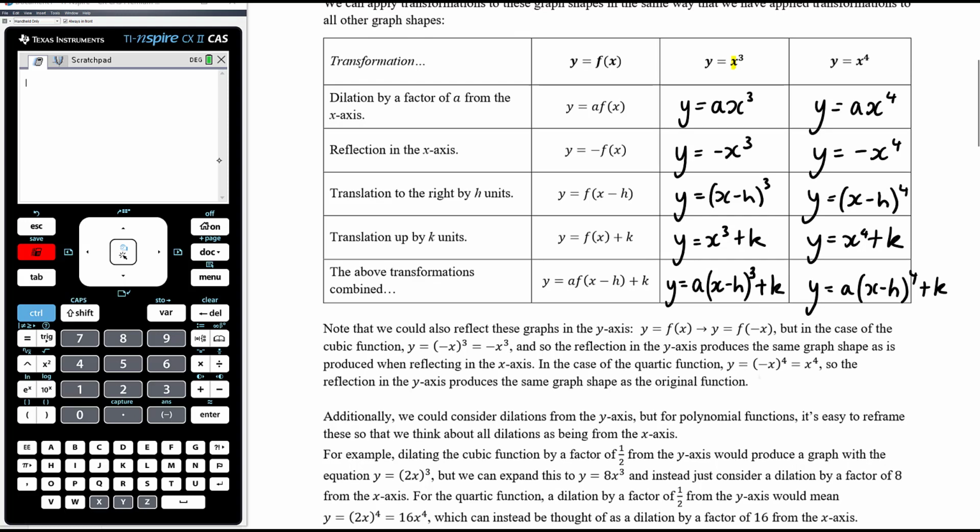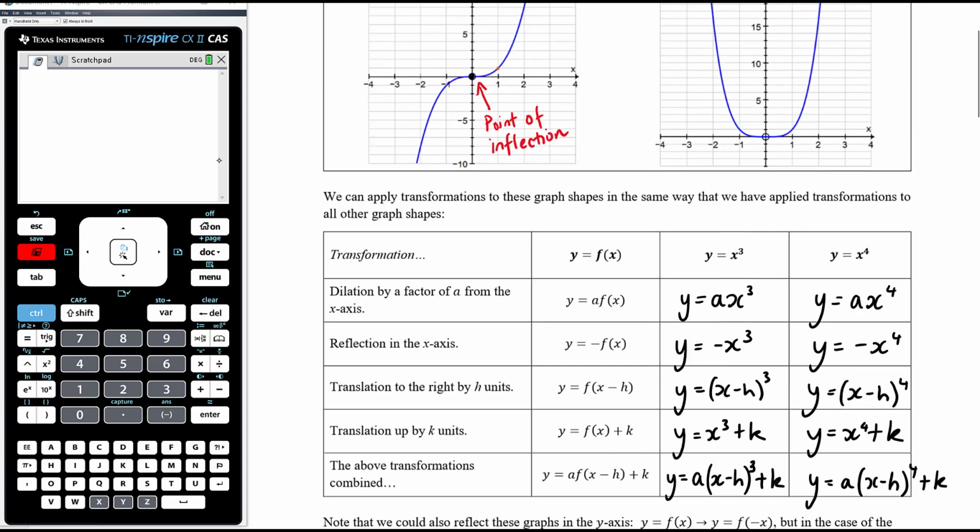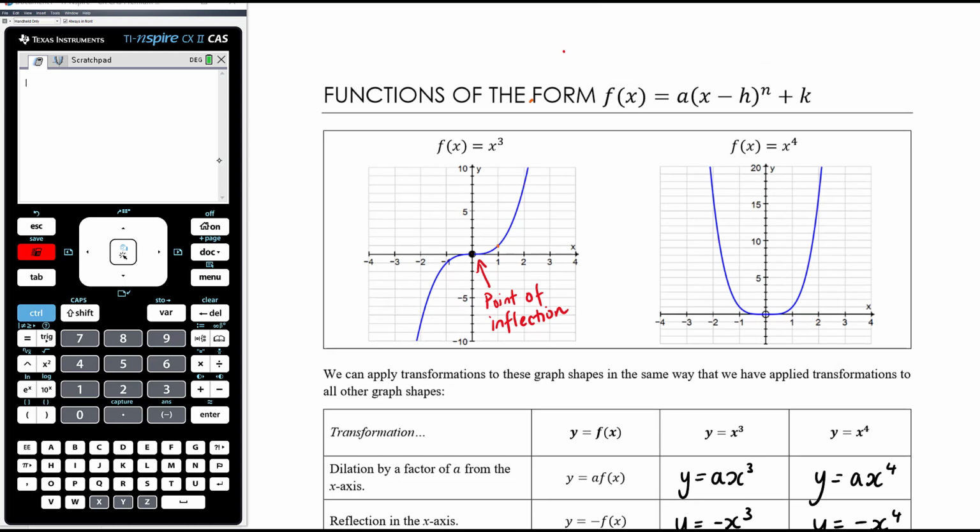In the case of these functions, we don't really need to consider those as separate transformations. If we were to take the quartic graph and reflect it in the y-axis, which would mean replacing just the x part of the function with negative x, that's just the same as x to the power of 4. And we could see graphically, if we were to reflect this shape in the y-axis, it's still the same shape. So we don't need to consider reflecting in the y-axis for the quartic.